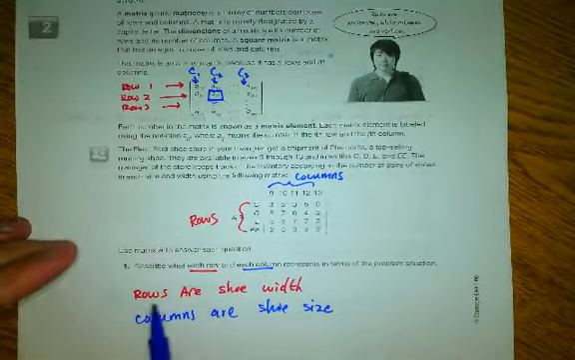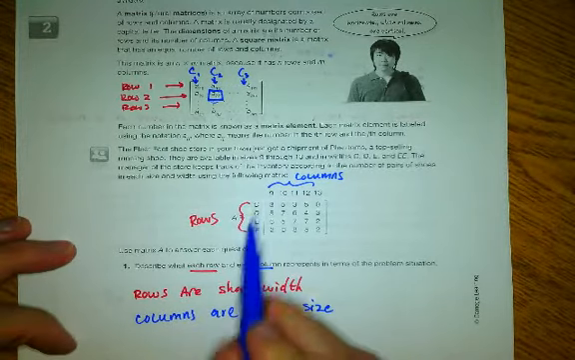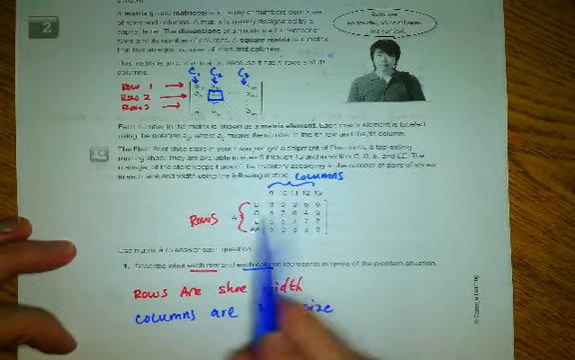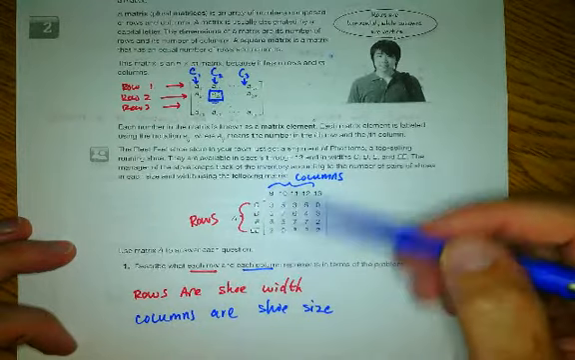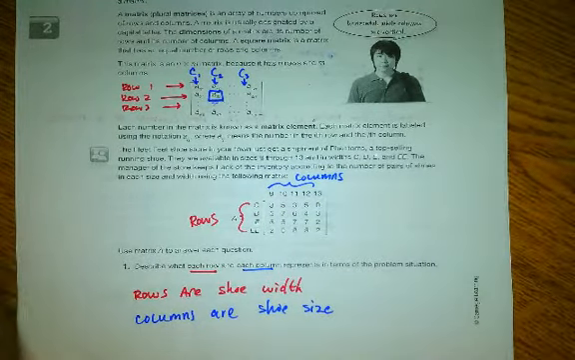If you pause the video, we should hopefully see that rows are shoe width. These are the rows. C, D, E, double E are the widths. And the columns up and down are sizes, 9, 10, 11, 12, and 13.